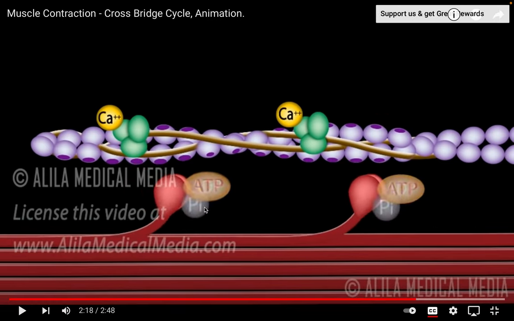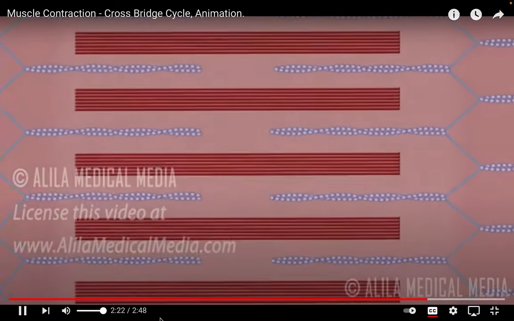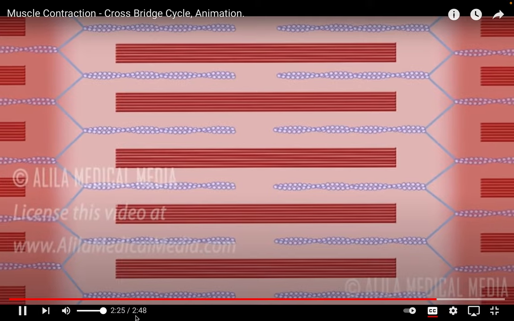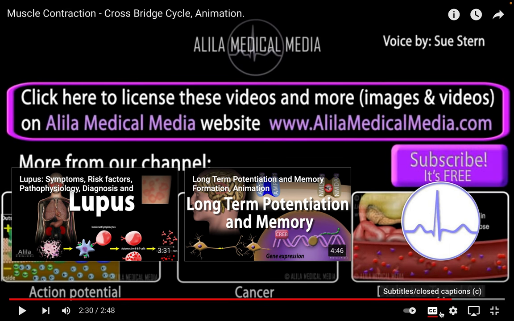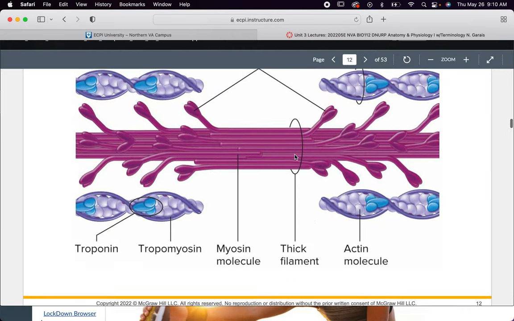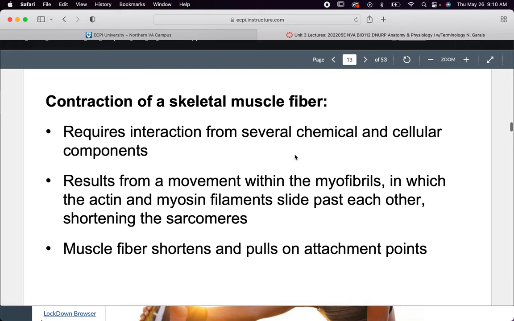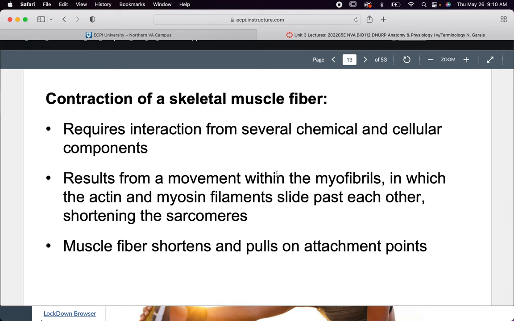And you could see here ATP is utilized not for the current contraction, but for the next one. And you see everything gets pulled over and gets closer. Therefore, the muscle, first at the microscopic level, the sarcomere will get smaller. And if all the sarcomeres get smaller, then the whole entire length of the muscle will get smaller. Okay. So we need chemical components, and what are they? ATP, and I also need calcium.